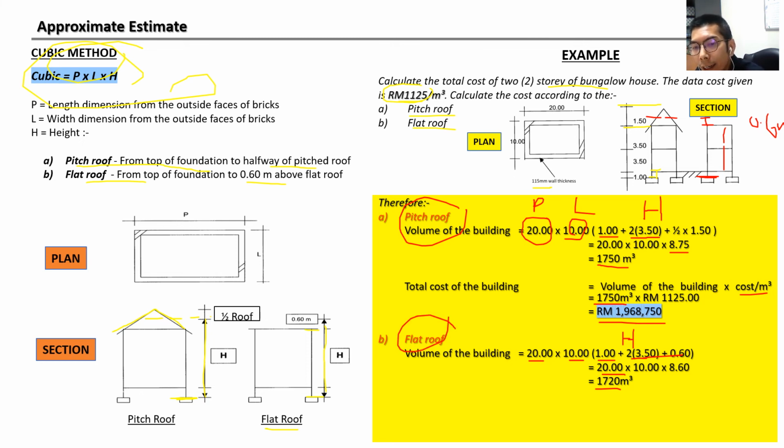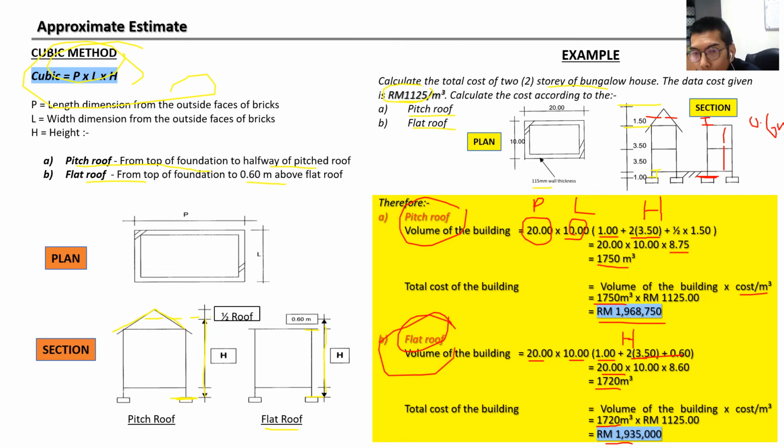After you obtain the volume of the building, you apply the same process for the total cost: volume of the building times cost per meter cube. The volume is 1720, and the cost per meter cube is still the same, 1120 per meter cube. So you will get 1.9 million, 3,000 something. So it's cheaper. I cannot say it's cheaper, it's more economic when you use flat roof to build this 2-story bungalow house.